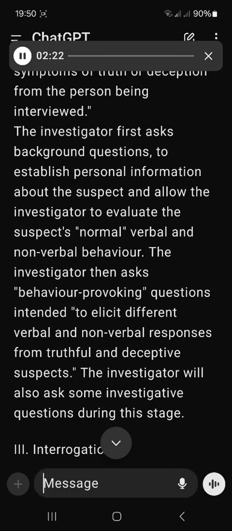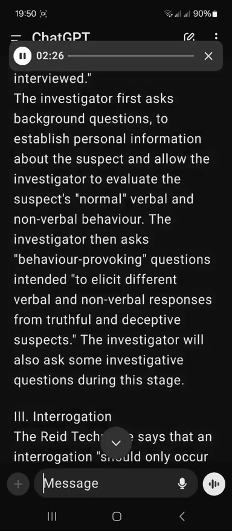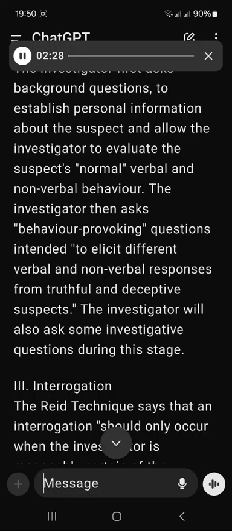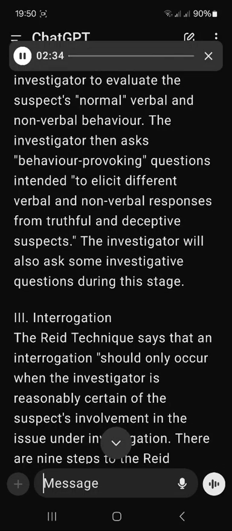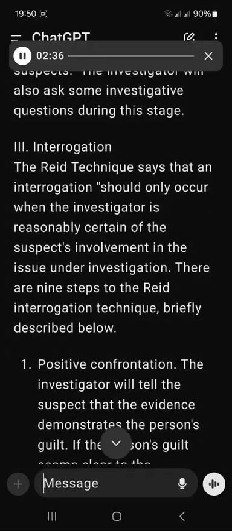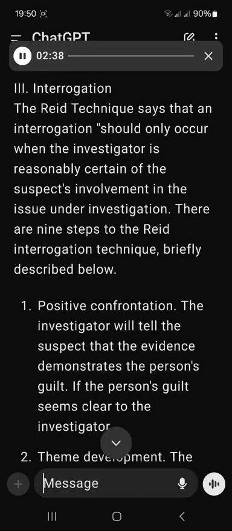The investigator then asks behavior-provoking questions intended to elicit different verbal and nonverbal responses from truthful and deceptive suspects. The investigator will also ask some investigative questions during this stage. 3. Interrogation. The Reid technique says that an interrogation should only occur when the investigator is reasonably certain of the suspect's involvement in the issue under investigation.